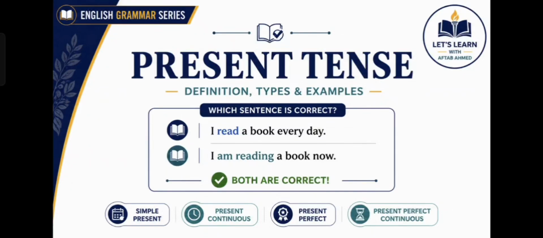Have you ever said, "I read books every day?" And then someone says, "I am reading a book right now." Why are both sentences correct, even though they use different forms of the verb? The answer lies in one of the most important topics in English grammar, present tense.